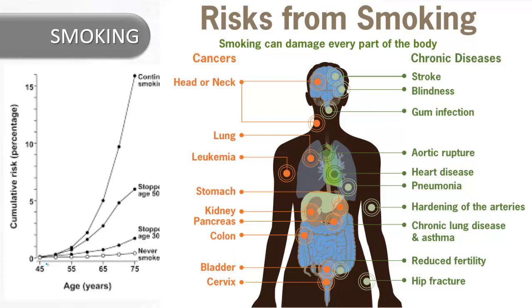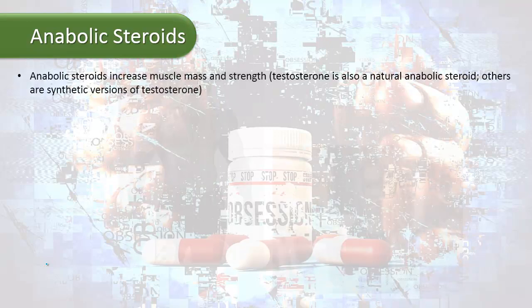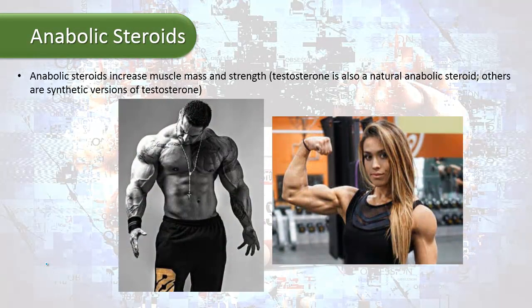Okay, with that, let's move on to the last group that we have, anabolic steroids. Now, I'm sure you're familiar with that term, anabolic. We've done it before. Anabolic involves building up. So here, anabolic steroids increase muscle mass and strength. And if you look at these two pictures, definitely for males, who wouldn't want to have a physique like this?